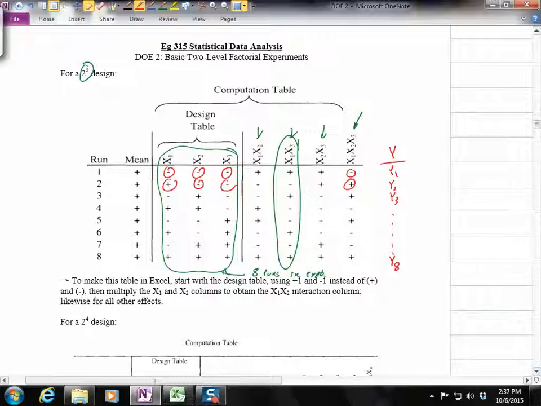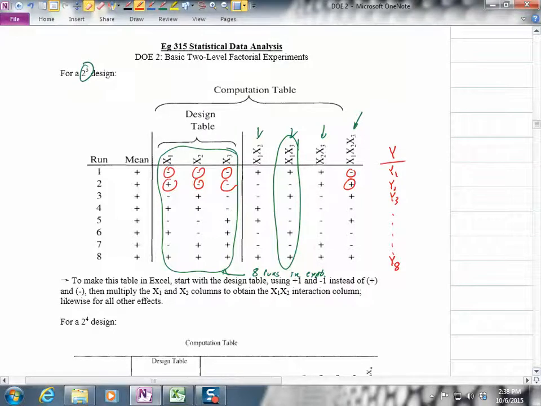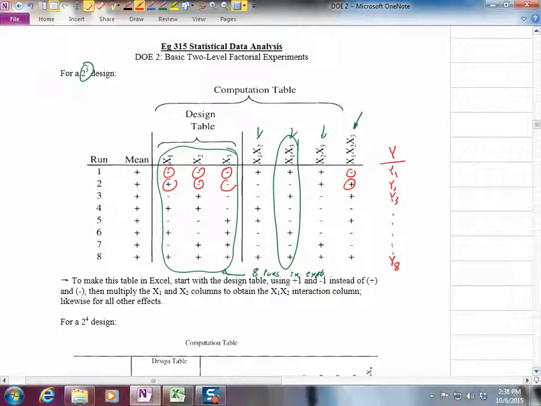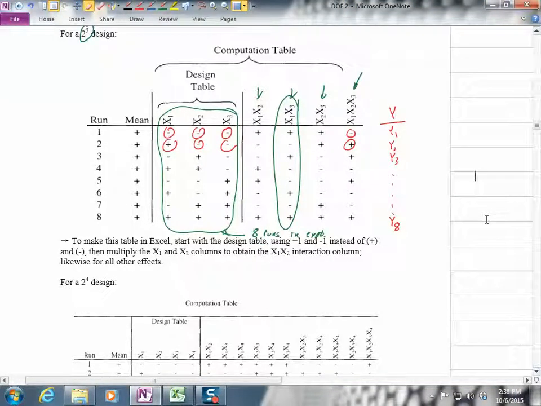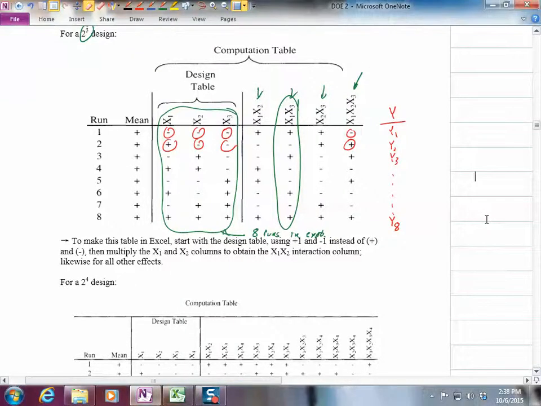And we can look to the positive and negative values in our computation table to figure out what we need to do by adding and subtracting the y's. So we're going to add and subtract y's and divide by how much? Last time we divided by 2. How much do we divide by in this case? 4. That's right. It ends up being half the number of runs, right? So we have 4 estimates of each effect or each interaction, and we're averaging them together.